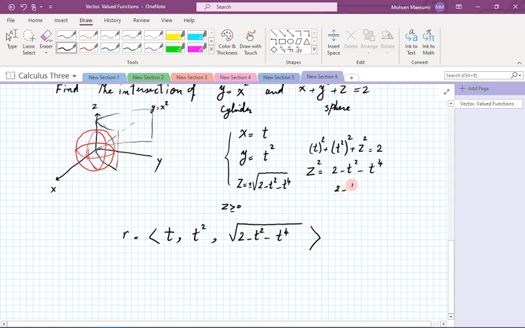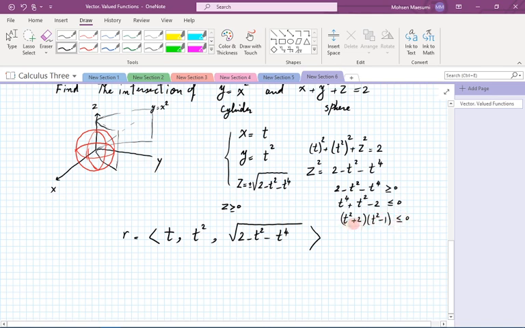I need to make sure that 2 minus t squared minus t to the power of 4 is a positive quantity, or at least it's 0. Here's another way of writing it, a little bit more familiar to our eyes. This quantity has to be then therefore negative. I just multiplied both sides by a negative. Well, I can go ahead and factor this thing as t squared plus 2 times t squared minus 1 has to be negative.